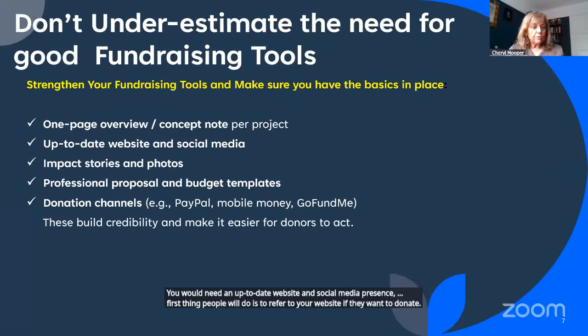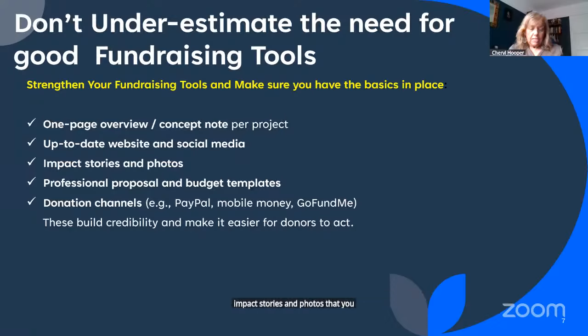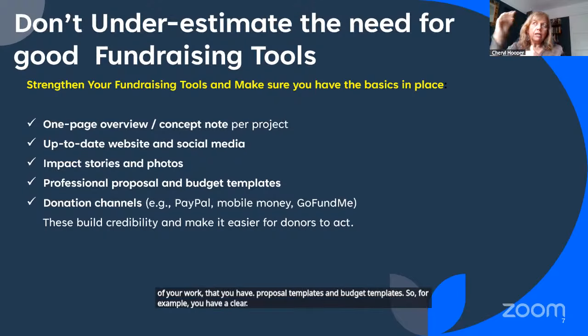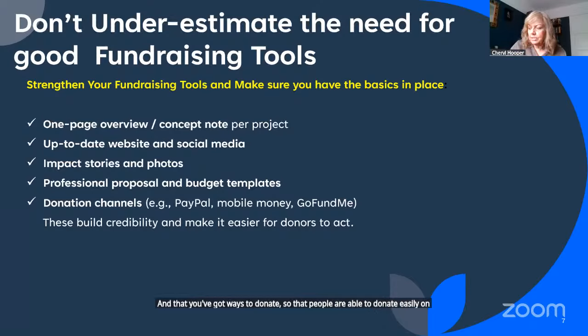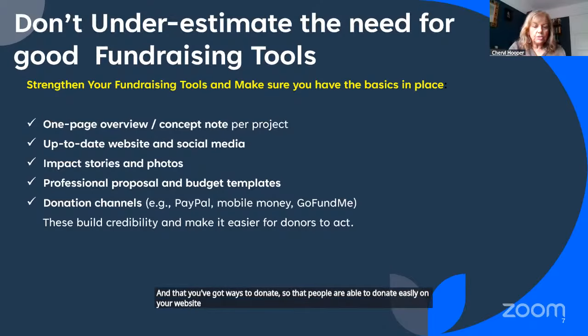You also need impact stories and photos that you have gathered, personal stories and the impact of your work, and proposal templates and budget templates. So for example, you have a clear template that you can use and adapt for different grant proposals, and you've got ways to donate so that people are able to donate easily on your website when you start approaching them.